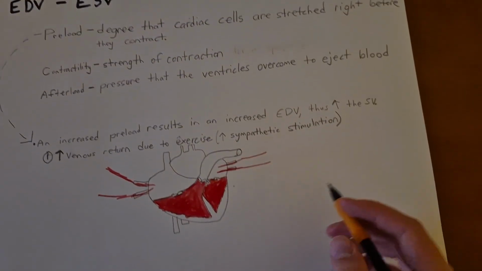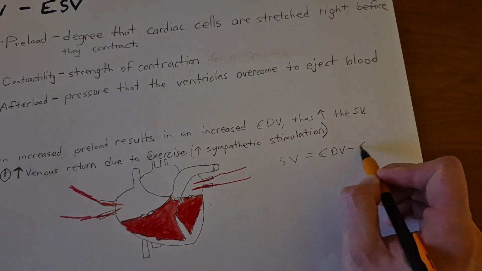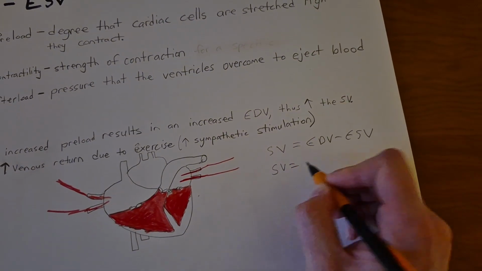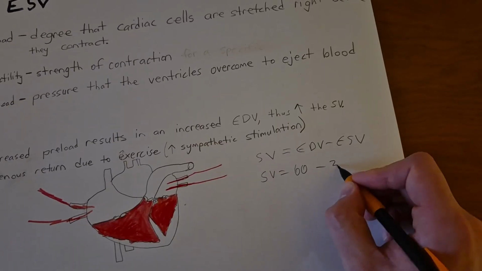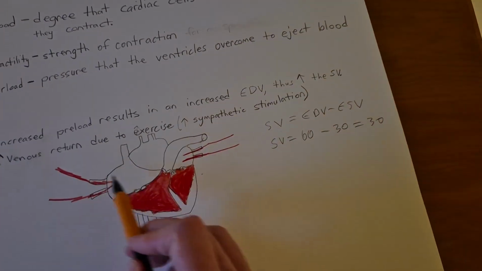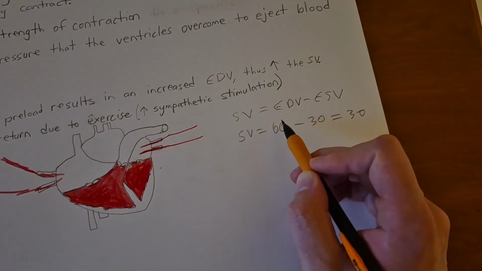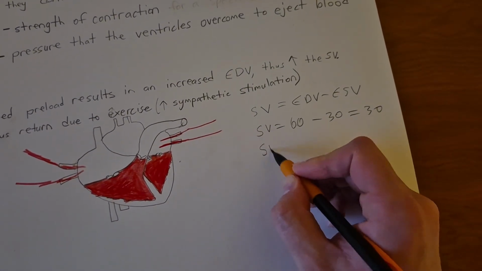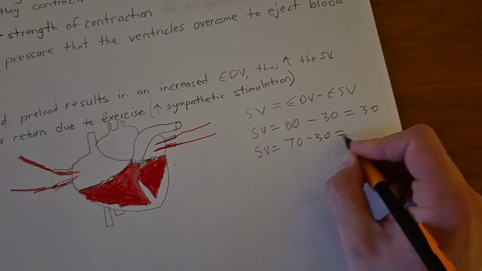Well, let's just say we take our stroke volume equation. Stroke volume equals EDV minus ESV. And let's say the homeostatic range of the stroke volume is, we'll say the end diastolic volume is 60 and the ESV is maybe 30. That equals 30. But when we exercise and we increase venous return, the end diastolic volume, which is the 60 right here, it's going to go up. So in this case, since we're exercising, it could be stroke volume equals maybe 70 minus 30. And that answer would be 40.